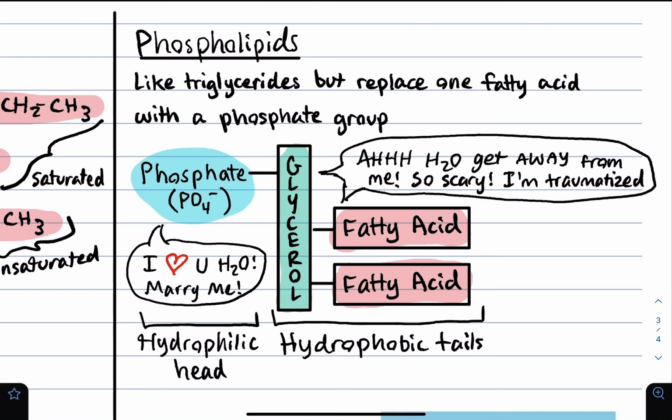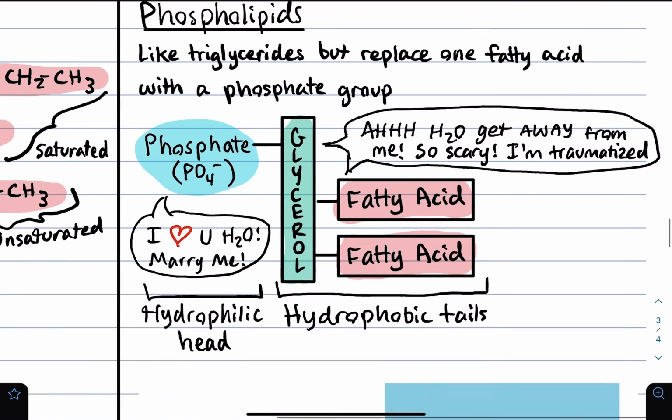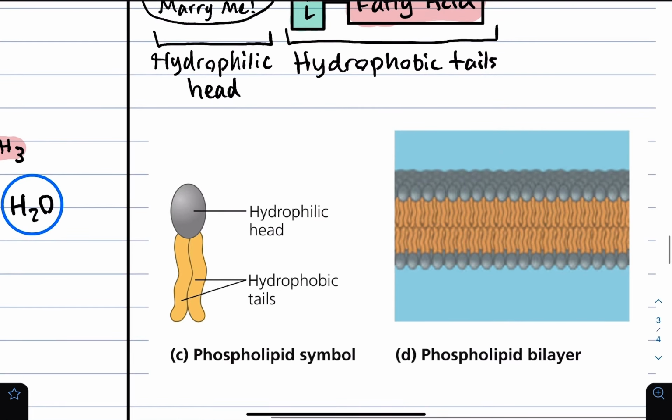So this has two ends. One of them wants to be with water, and one of them doesn't. And what happens with these phospholipids is they actually start to form spontaneously a bilayer. The bilayer is 2 layers, and all the fatty acid tails face on the inside because they don't want to be around water. All the phosphate heads face on the outside because they're hydrophilic and they love water.